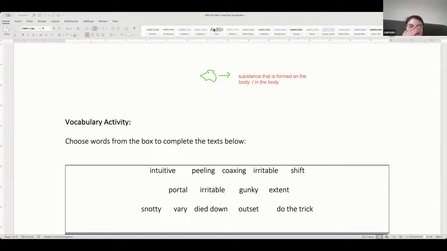That's what it's called, snot. In America, they call it boogers. In the UK, sometimes people call it bogies. So snot and bogies. But that's when your nose is normal. That's when your nose is normal.